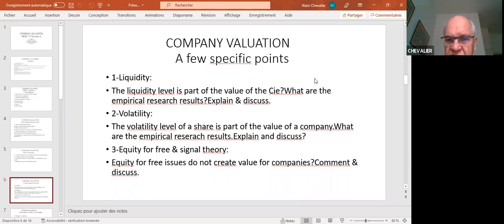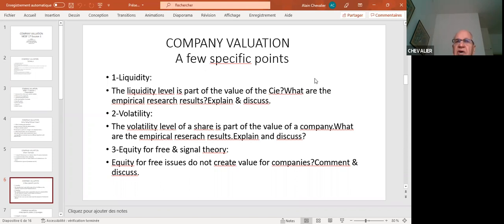We have many studies on that available for different countries, different markets, and for long periods of time. It's easy even to find in some financial journals studies made 30 years ago. And it is clear that all the results obtained through empirical research converge. The convergence is on an increase in the price on the market when the level of liquidity is high. So liquidity has a value.